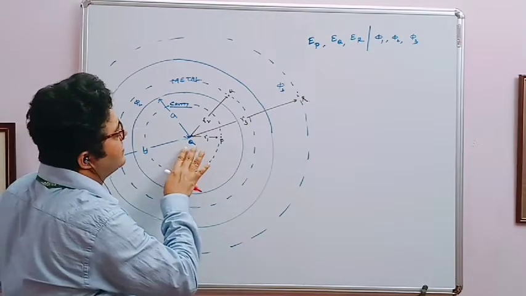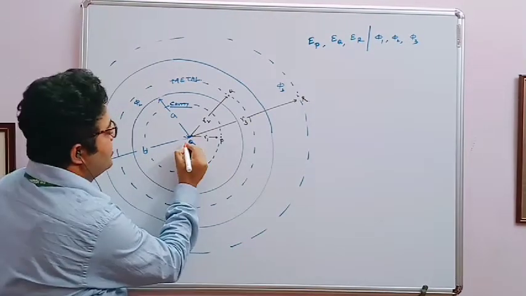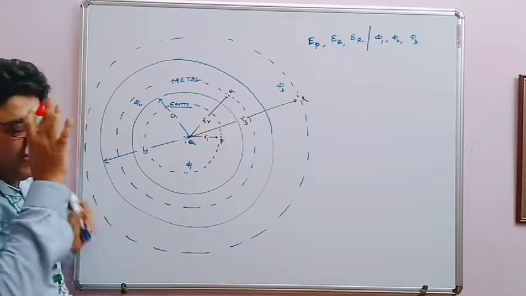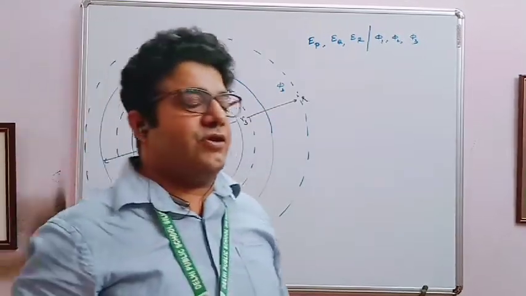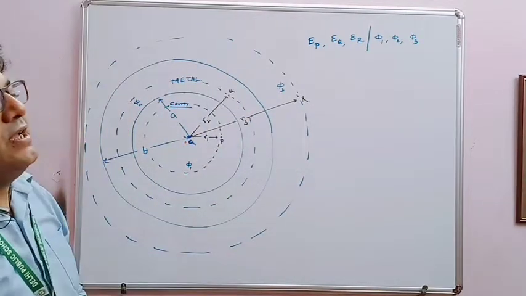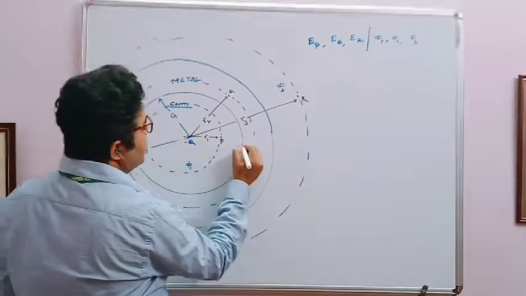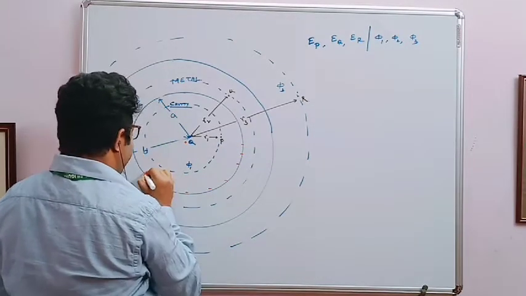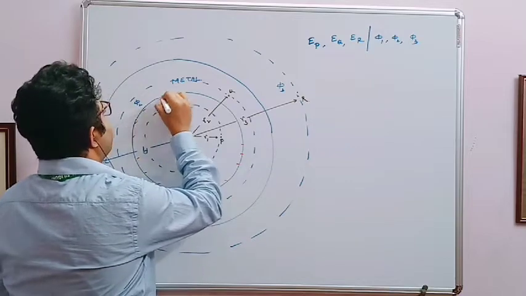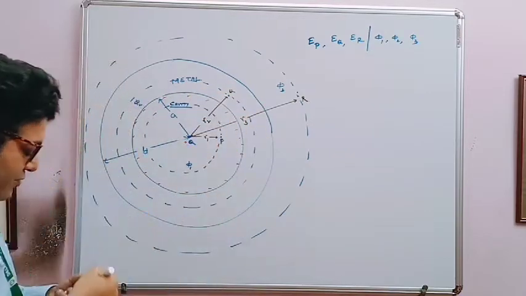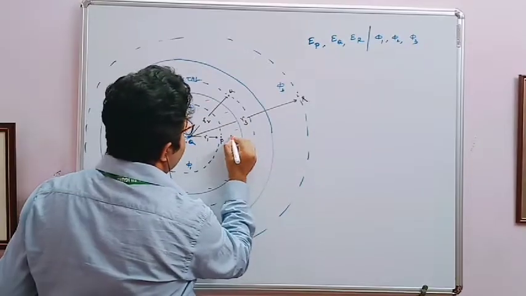First of all, suppose this is a positive Q charge, and in the metal you have an ocean of free electrons. So this Q charge is attracted by the free electrons. So what happens? A negative charge is induced here, and the value of this negative charge is minus Q.